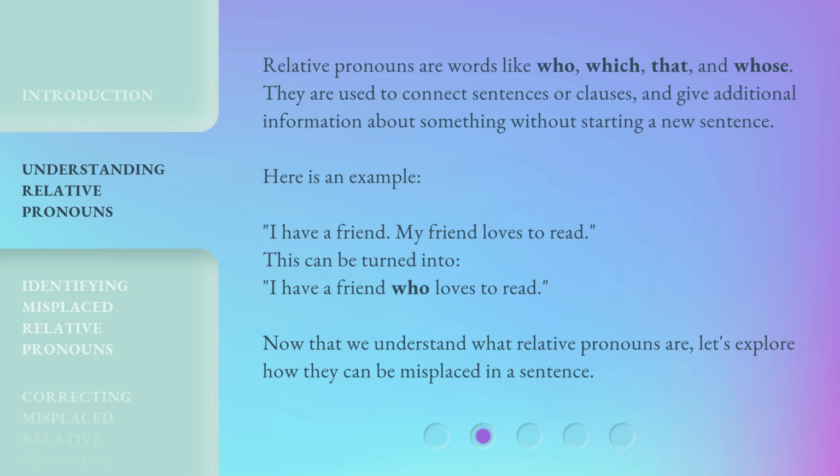Relative pronouns are words like who, which, that, and whose. They are used to connect sentences or clauses, and give additional information about something without starting a new sentence. Here is an example: I have a friend. My friend loves to read. This can be turned into, I have a friend who loves to read. Now that we understand what relative pronouns are, let's explore how they can be misplaced in a sentence.